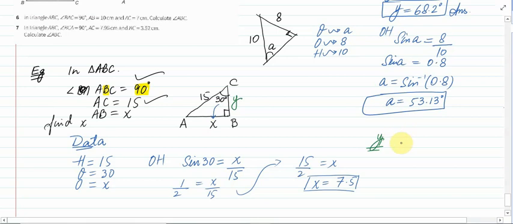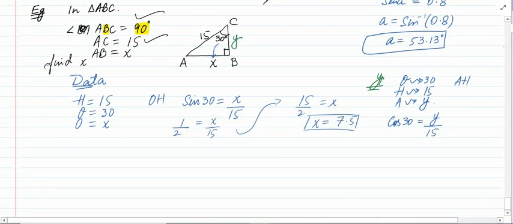First step, write data. Theta known, that is 30. Hypotenuse known, that is 15. Adjacent unknown, that is Y. Now you need to use A and H. So adjacent and hypotenuse come in cos. So the value of adjacent is Y, and the value of hypotenuse is 15. So cos 30, you can find it by calculator. It's 0.866.